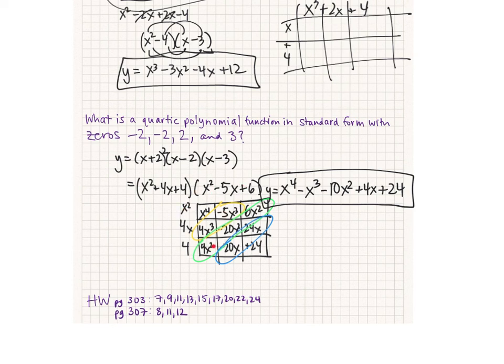So there are actually 9 terms, but with this, a lot of times the diagonals are like terms. So here, the x to the 4th, then combining these, minus x to the 3rd. And then -20x squared, and then plus 10 is a -10x squared. Minus 20x plus 24x is a 4x, and then 24. So this is a quartic polynomial function in standard form with those 4 zeros.